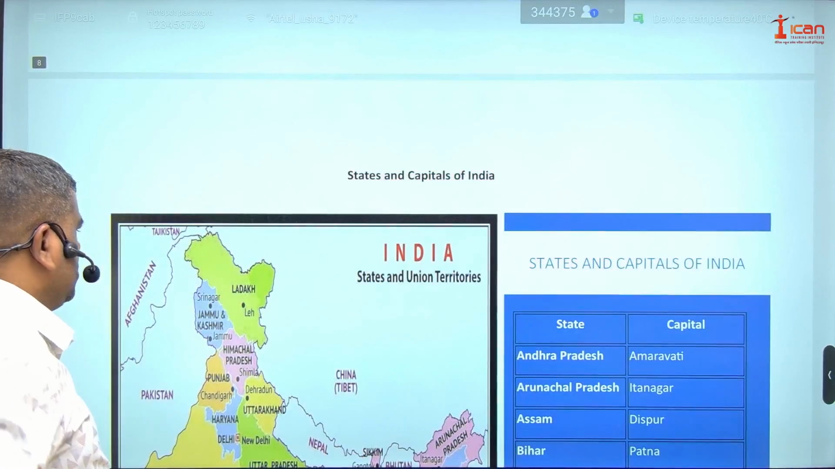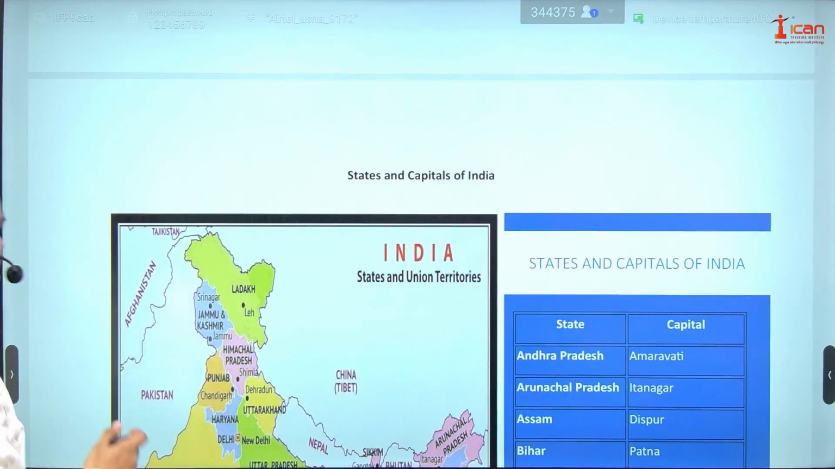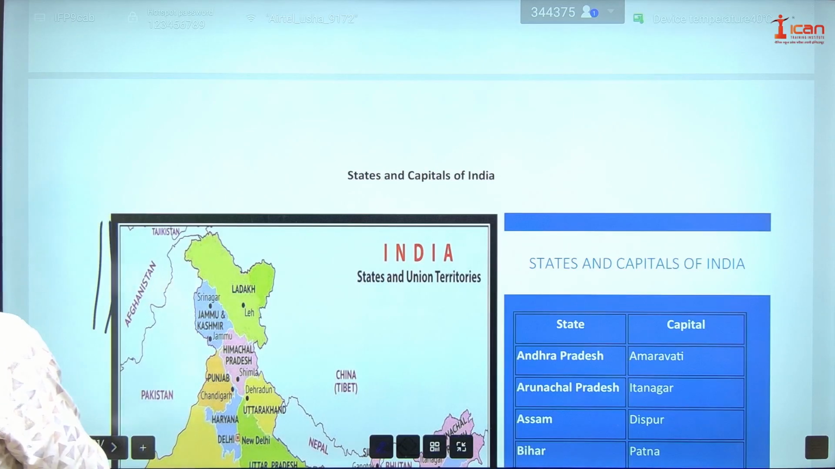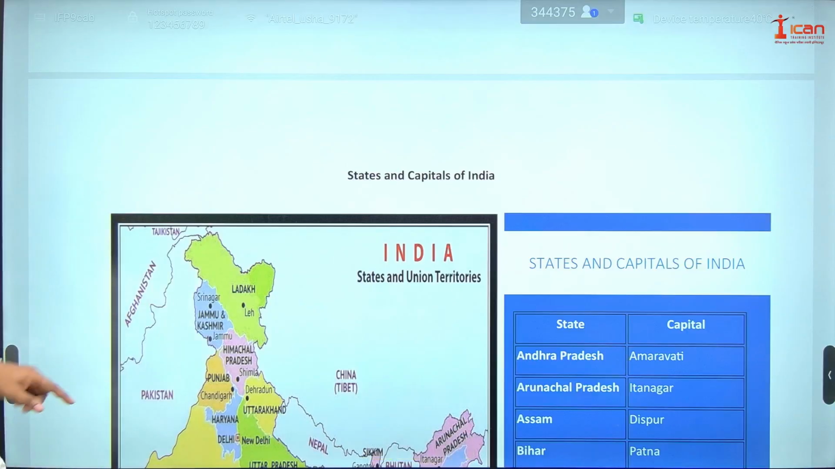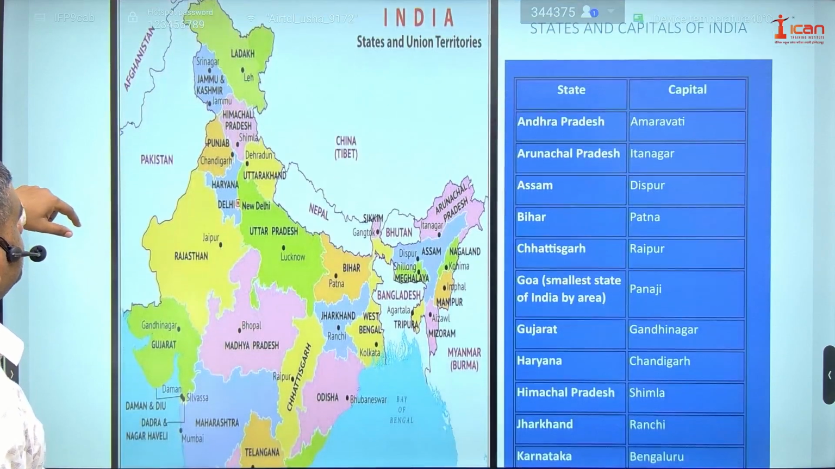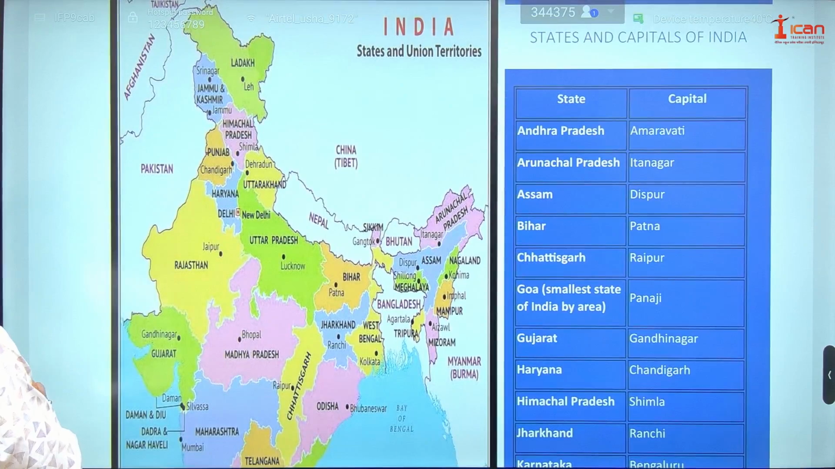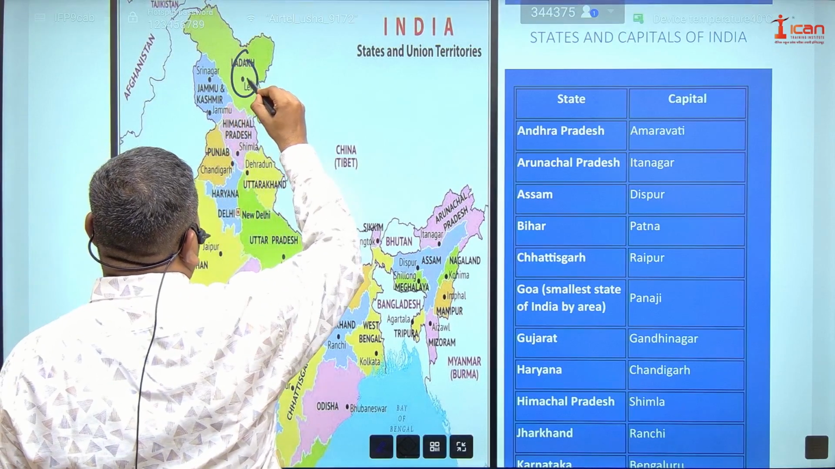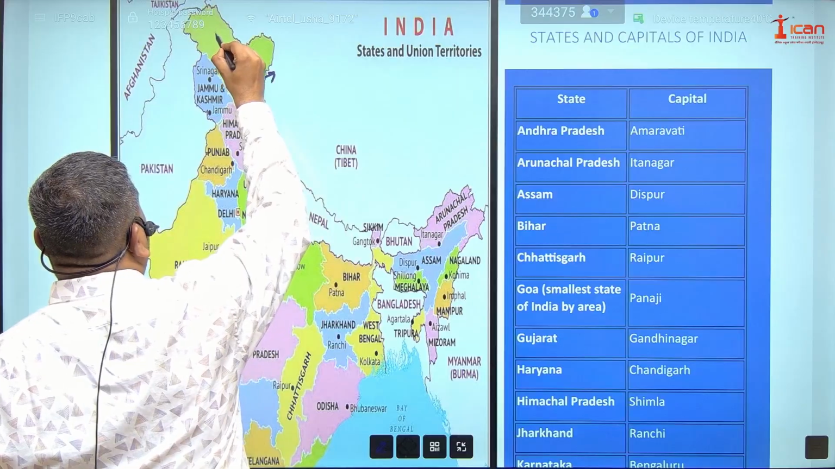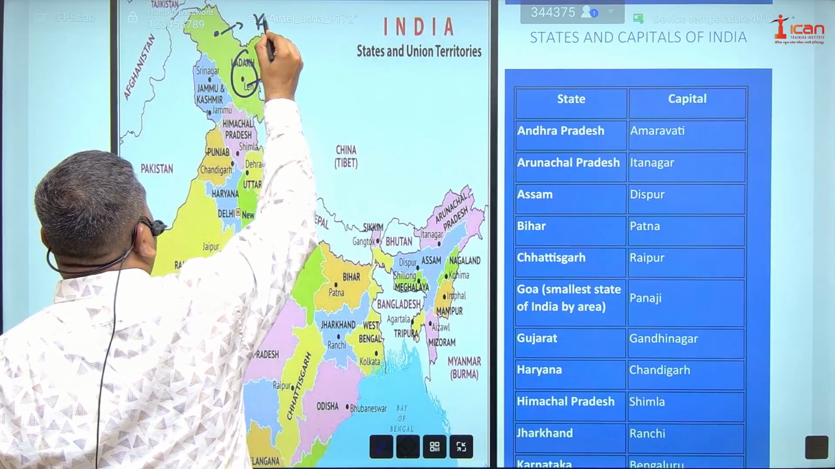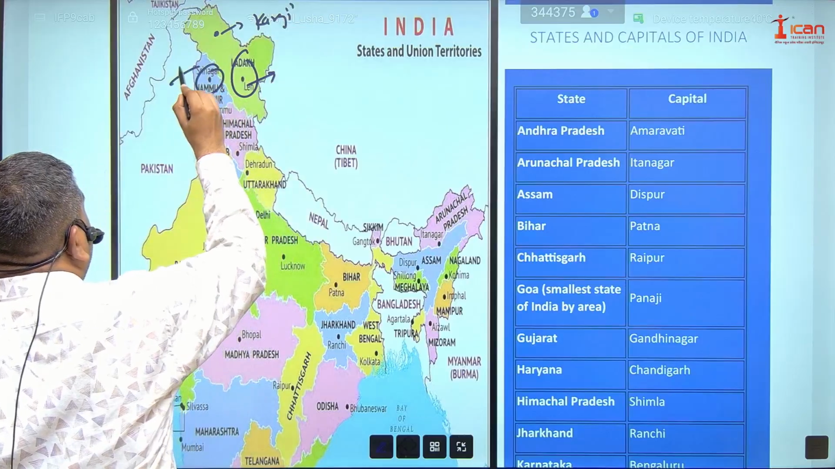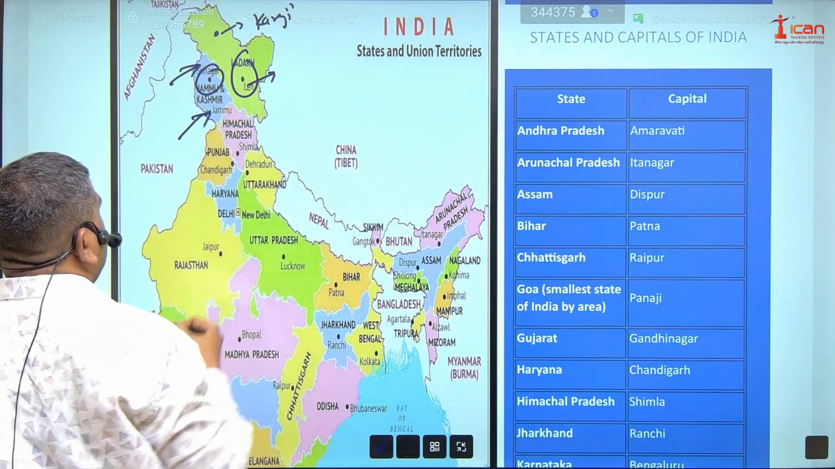Now let us look at the states and capitals of India. Of course, I have given a list here, but let's go step by step. Ladakh, again it's a union territory. We have Leh as the summer capital, and then we have Kargil as well, which is another capital. Then Jammu Kashmir is the union territory. Srinagar is the main capital. Jammu is the winter capital.